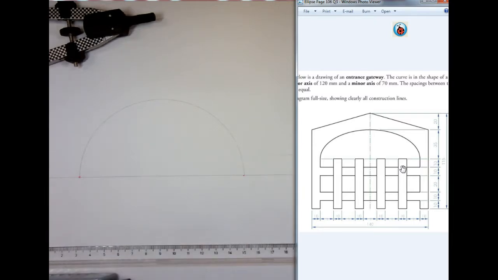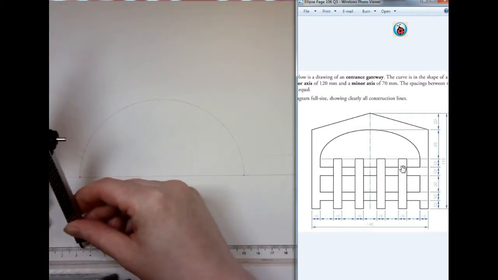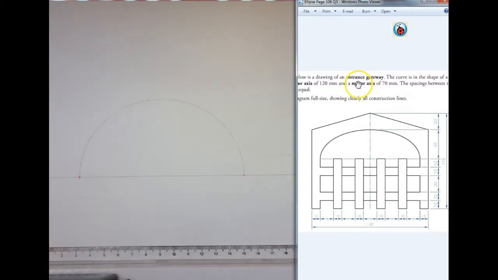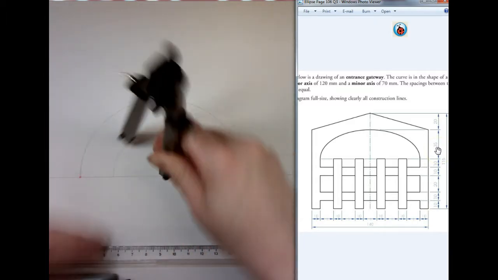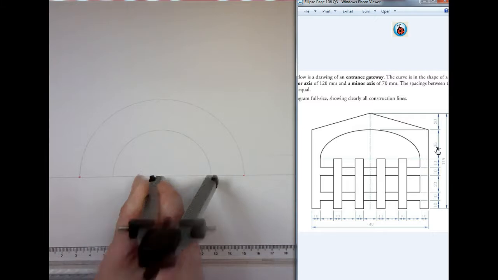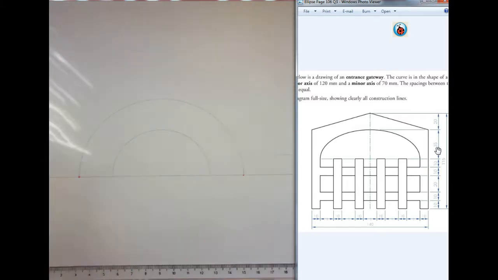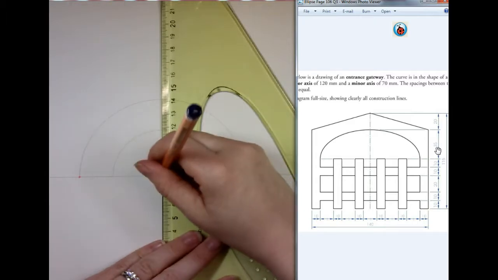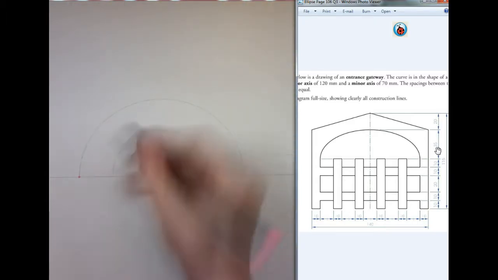Now, from my center point, I'm going to push a distance of 35. If we read the question, it says the minor axis is 70, and we know half of 70 is 35. As we can see at the side, they're showing us that as well. So using the same center point, because it's concentric, I'm going to draw that minor axis. Now, that gives me a third point.